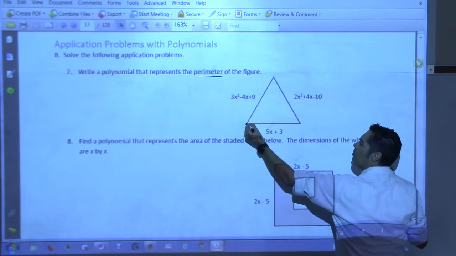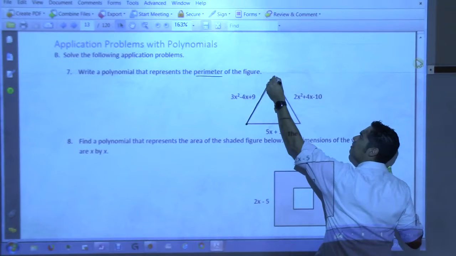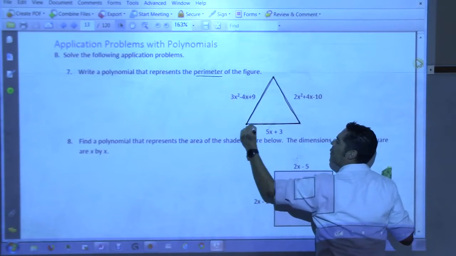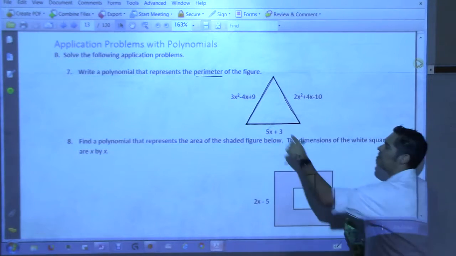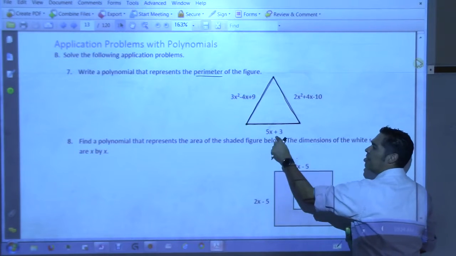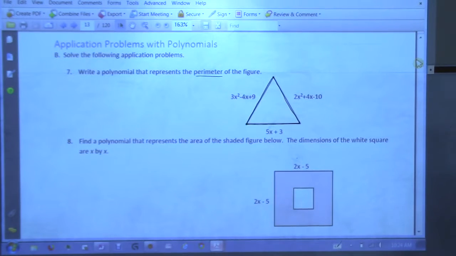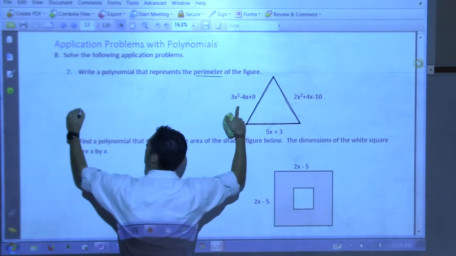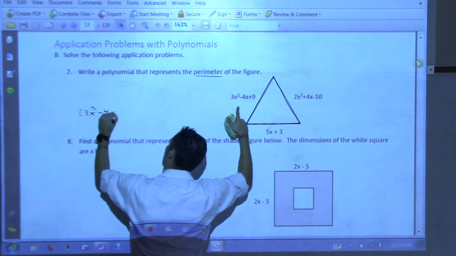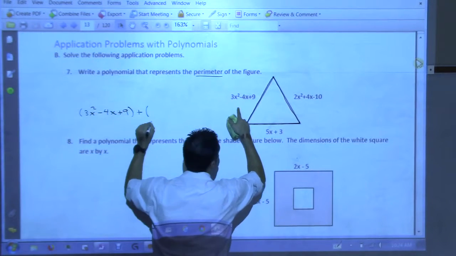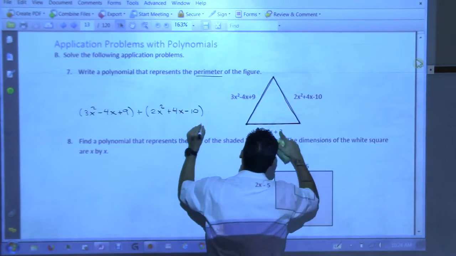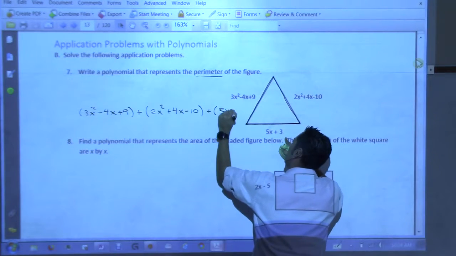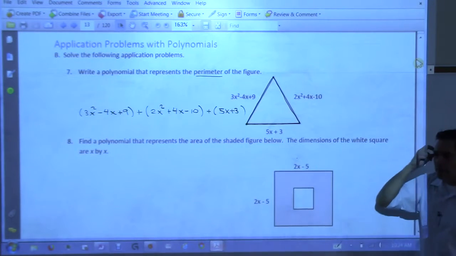So if somebody gives you a triangle, and they want you to write a polynomial that represents the perimeter of this, we want to know the total distance from here to here, and then from there to there, and then from there to there. If you were to add all those sides up, how long is it? So they tell you this side is that, this side is that, and this side is that. So what are you doing to find the perimeter of this then? Adding all those together, right? So you're taking 3x squared minus 4x plus 9. You're adding to it 2x squared plus 4x minus 10, and then you're adding to that 5x plus 3. Make sense? Just add all those together.